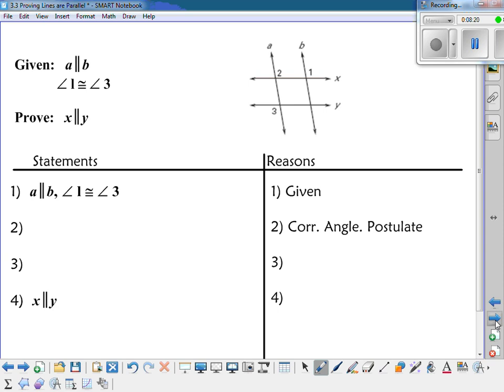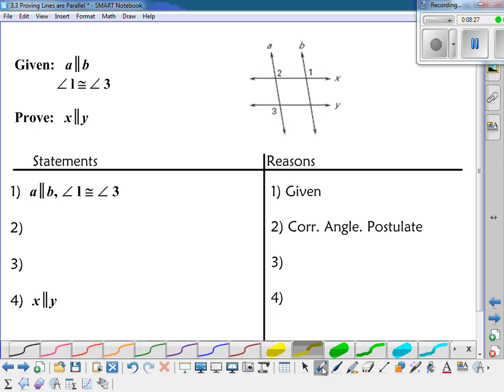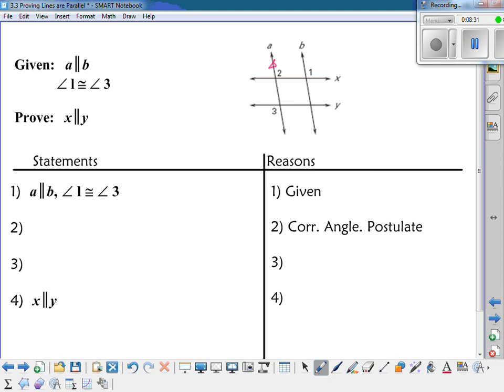Okay, so the first thing you want to do is look at the information that they gave you and mark the drawing if it's not already marked. So in this case, they told me A was parallel to B, so I'm going to mark that those lines are parallel. And they also told me that angle 1 was congruent to angle 3. And I'm going to try and show that x and y are parallel.